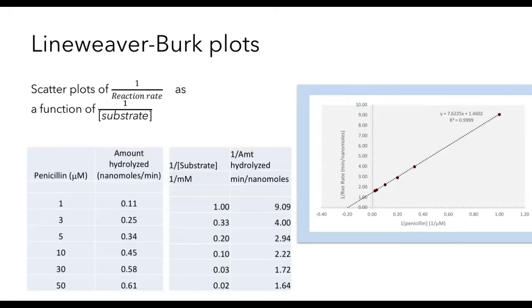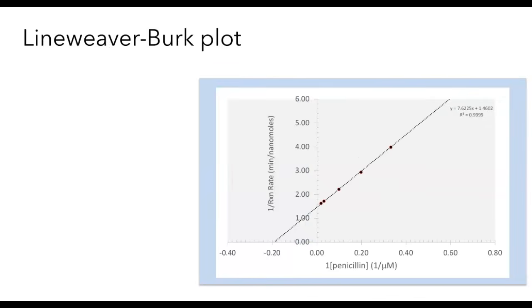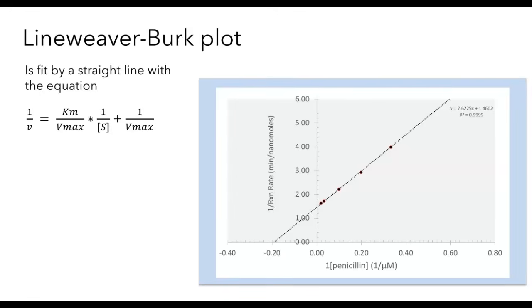Once I do that, I can plot it. And this is what I get. Well, this is a little bit small, so let's blow it up and talk about how we calculate things. The first thing that I want you to notice is that when we make a Lineweaver Burk plot, the data is fit by a straight line. And the equation that fits this straight line is 1 over V is equal to Km over Vmax times 1 over S, concentration of substrate there, plus 1 over Vmax.